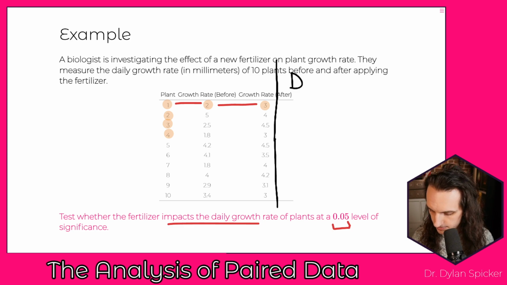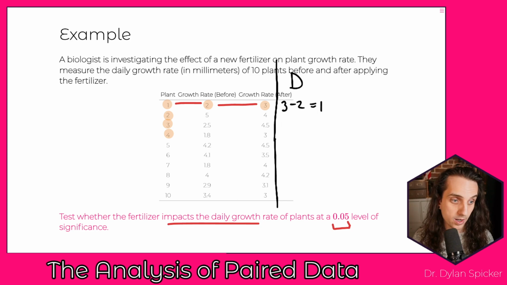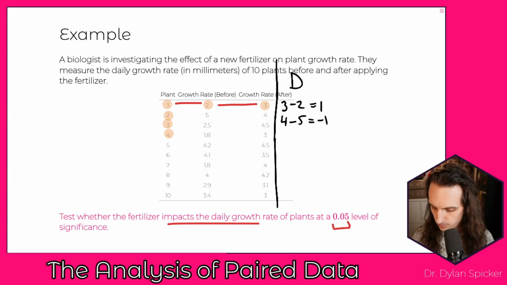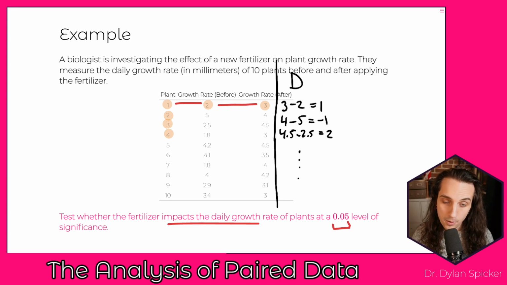We might do, for instance, a 3 minus 2 here to give us a 1. We might do a 4 minus a 5 here to give us a negative 1. We can do our 4.5 minus 2.5 to give us a 2, and so forth through all of this. Then we can take these observations and use them to test the null hypothesis that's of interest to us.